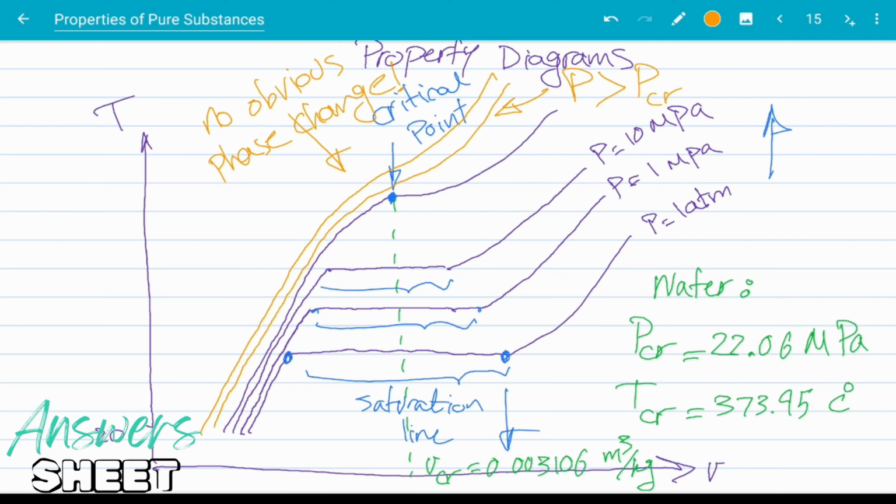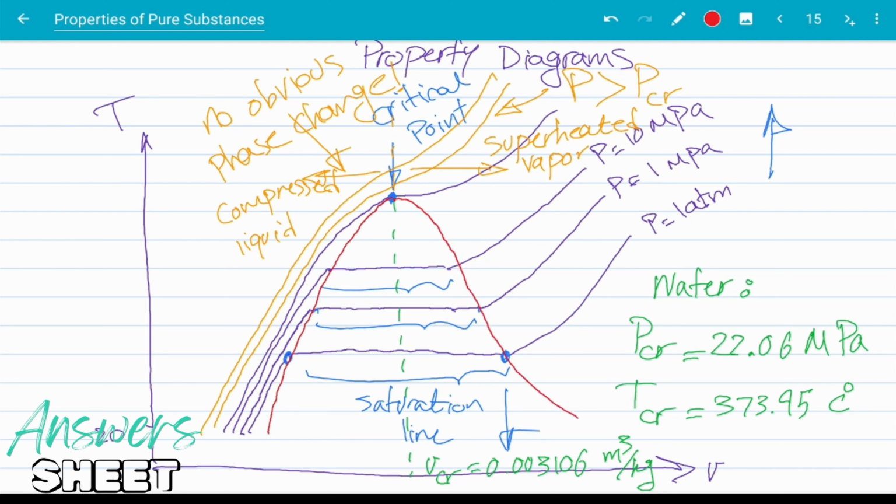It just happens. But as a rule of thumb, anything that falls on the left-hand side of the critical point, we treat it as compressed liquid. And anything that falls on the right-hand side of the critical point, we treat it as superheated vapor. Now, if we connect all the saturated liquid points and then connect them to all the saturated vapor points, we get a dome like this. Now, let's clear this up in another page and we can continue talking.